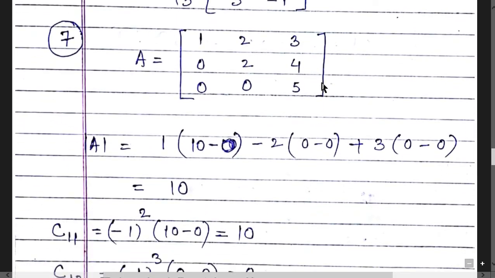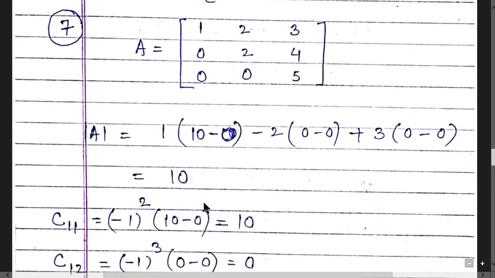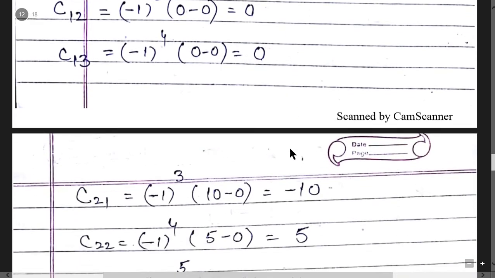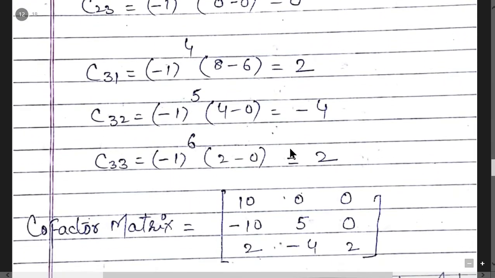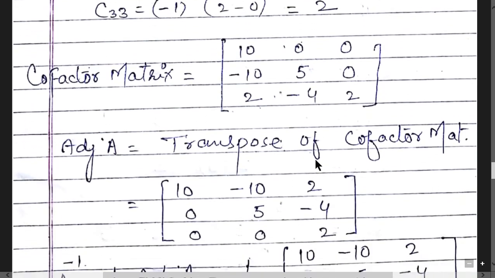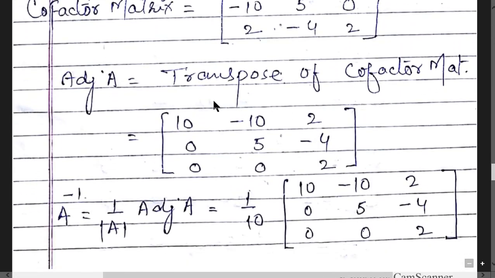Similar is the case with the 3 into 3 matrix. 1 into 10 minus 0, minus 2 into 0 minus 0, plus 3 into 0 minus 0, answer is 10. Now calculate cofactors of all the items. After the calculation of cofactors, you can design the cofactor matrix. Then take a transpose of this cofactor matrix and insert in the formula A inverse is equal to 1 over A mod into adjoint of A. Insert these values and you will obtain the answer.